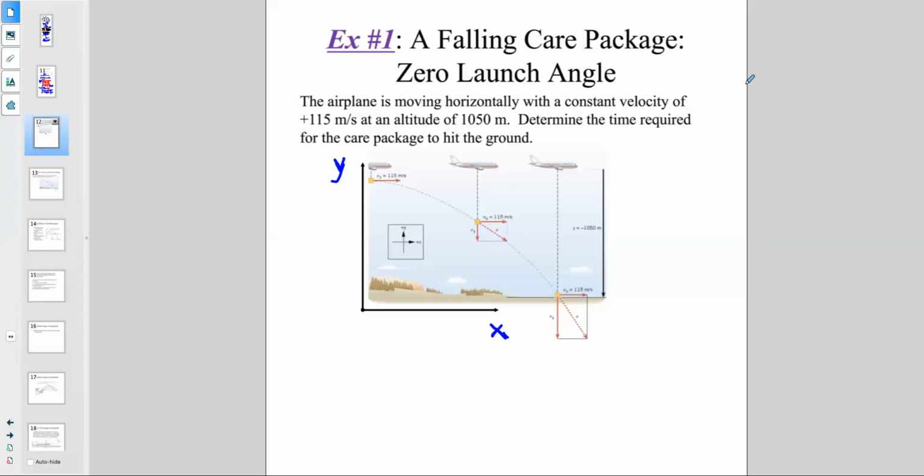Okay, so X is that direction, Y is that direction, and it is moving with a positive 115 meters per second along the X direction. Remember, this is going to be freely falling along Y, and it does not have any initial speed along the Y direction. It's just falling down.